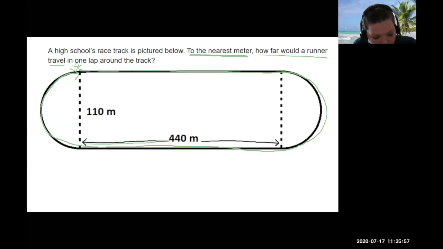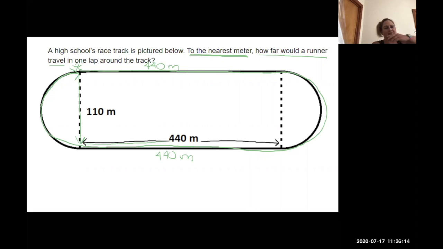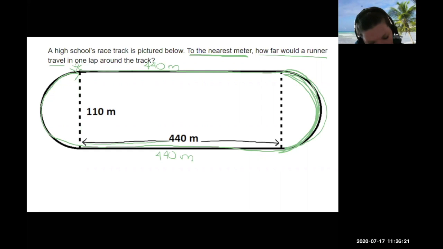We add everything the runner runs, Alicia. Right, so I agree with you that the runner runs this 440 meters on that straight stretch there, and he runs this 440 meters. But the runner's going to be disqualified if he runs the 110. Running the 110 is cutting across the field. Right, he's going around. So he's not going to hit that 110. He's going to do the path here and the path there.